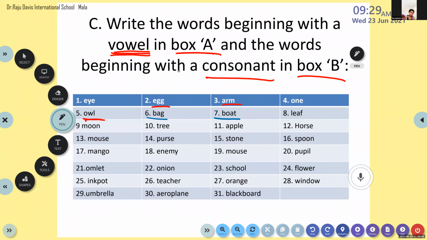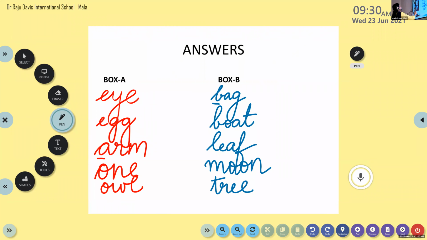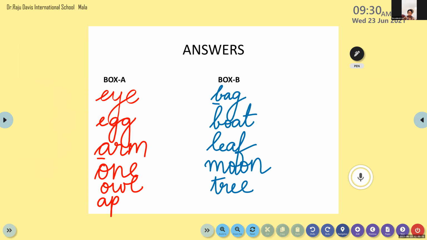We write in box A. Yes, very good. So, we have to write in box A, as A is a vowel. So, all of you please write it. Apple. A-P-P-L-E. Apple. Okay. So, all of you please write it.